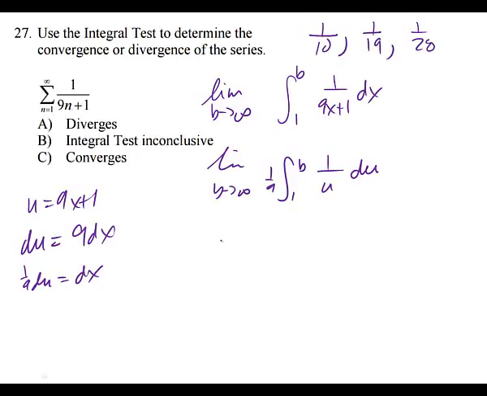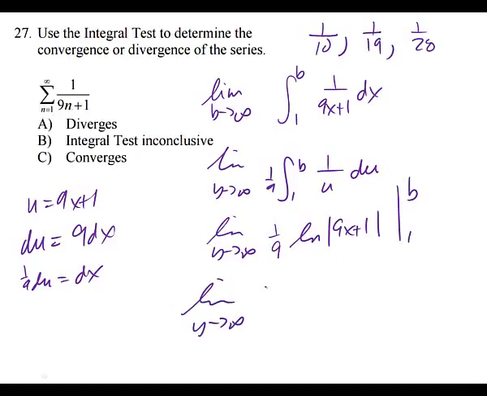Alright. I've got the limit as b approaches infinity of 1/9. What do I get when I integrate 1 over u? Natural log absolute value of u from 1 to b. So I'm going to put my u back in, which is 9x plus 1. We're going to plug our b and our 1 in. So the limit as b approaches infinity of 1/9 natural log absolute value of 9b plus 1, plus 1/9 natural log absolute value of 9 plus 1, which is going to be 10, right?